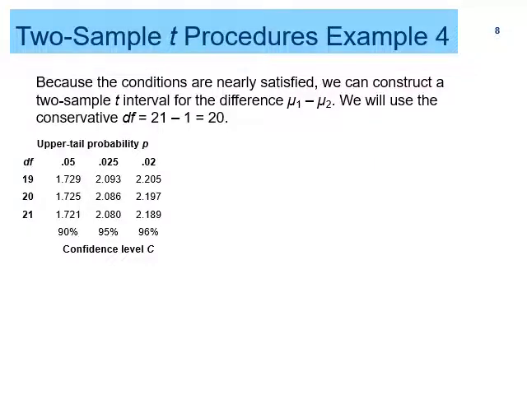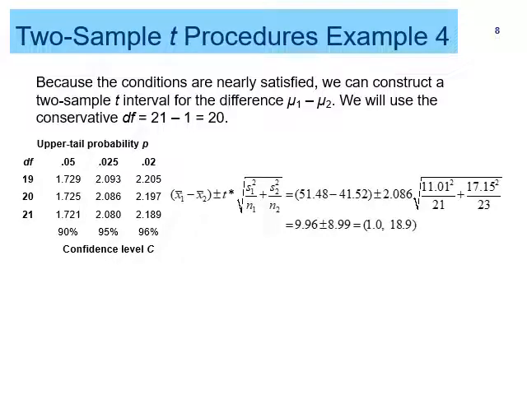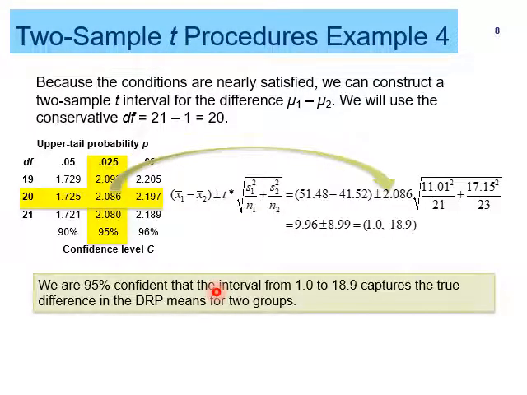Now in the formula we will plug in all the values, and we calculated the confidence interval from 1 to 18.9. For that confidence interval, the t critical value is 2.086, which we have seen for degrees of freedom 20 and probability 0.025. So we are 95% confident that the interval from 1 to 18.9 captures the true difference in the DRP means of the two groups.